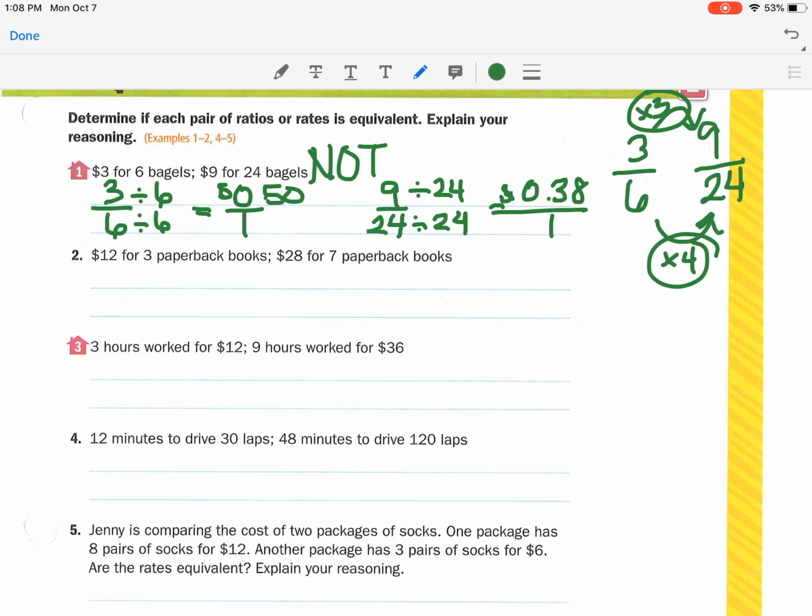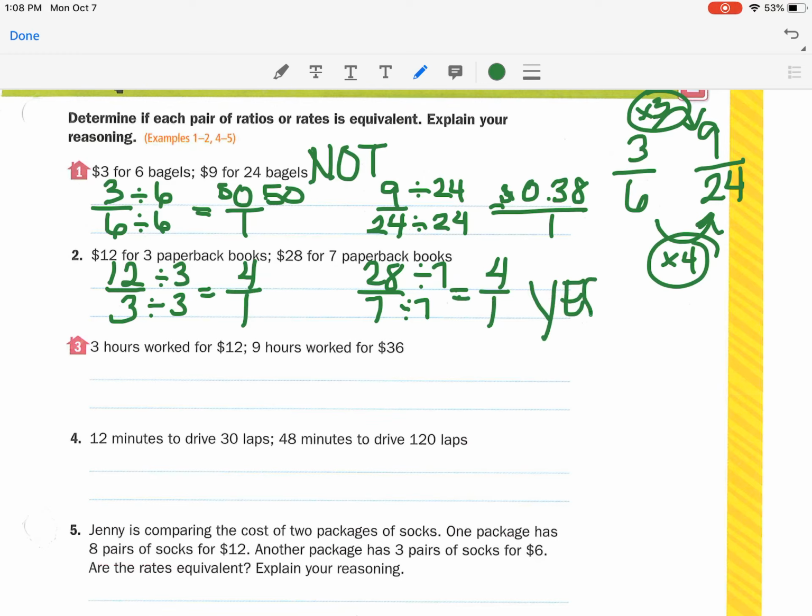Taking a look at the next one, $12 for 3 paperback books versus $28 for 7. Let's find a unit rate. Divide it by 3 gives me 4 over 1. So $4 for one book. I'm going to divide both of these by 7, and that's going to give me 4 over 1. So yes, these are equivalent.